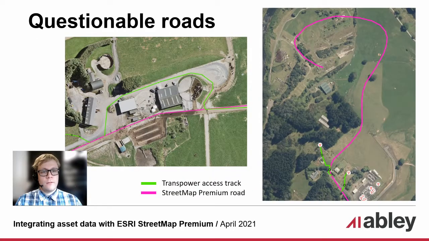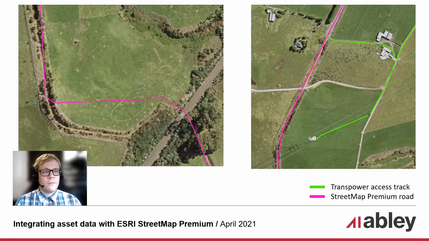There were several cases where StreetMap Premium roads cut through farms and through areas that did not seem correct, such as here next to some animals. Others just went to random places. Even the shape of this road is a question mark. There are also roads which appear to run down drainage channels, so I don't think that's quite right.